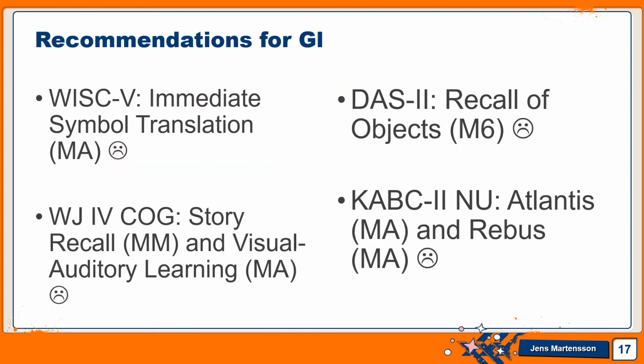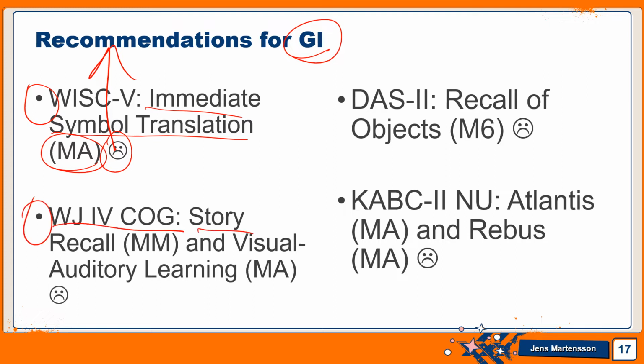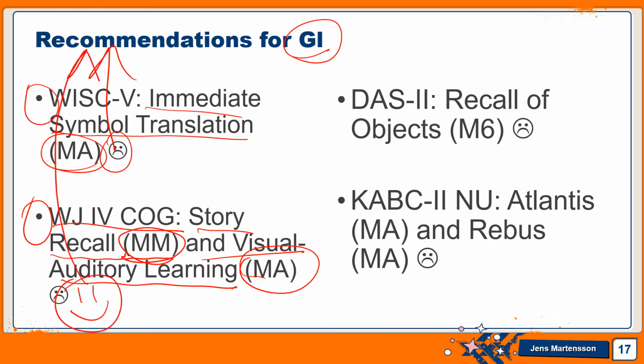So let's think about this. Recommendations for GL. The WISC has immediate symbol translation, which is an associative memory test. That's the only thing it has. It does not have a meaningful memory test, so I gave it a sad face. The WJ4 is actually the best. It has story recall, which is meaningful memory, and visual auditory learning, which is associative memory. So it has two narrow abilities under GL, and I don't know why I did that. It should be a happy face. Yay. I'll give it a happy face.